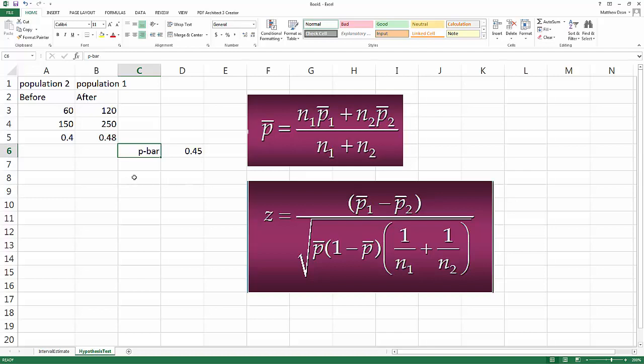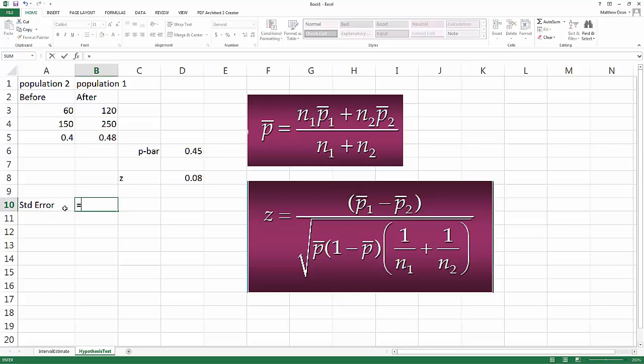So then for Z, we're going to take P bar 1, 0.48, minus 0.4, and then divide by the standard error. So I still need to calculate the standard error, which is the denominator of the z-value there.